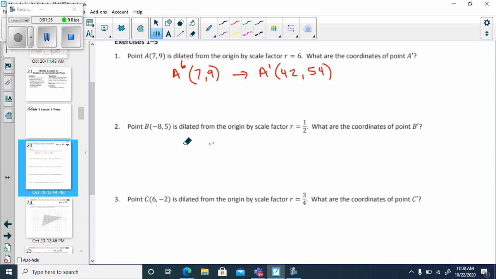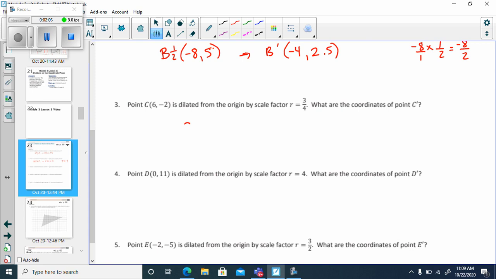If I have point B at (-8, 5), and I dilate that by a scale factor of 1/2, whenever I dilate anything by 1/2, it's the same as dividing by 2. Look at this. Negative 8 times 1/2 is the same as negative 8 over 1 times 1/2. That's negative 8 divided by 2. So anything like that, you're dividing by 2. When you're multiplying by 1/2, it's the same as dividing by 2. 1/2 of negative 8 would give me negative 4. 1/2 of 5 is 2.5. B prime then is at (-4, 2.5).